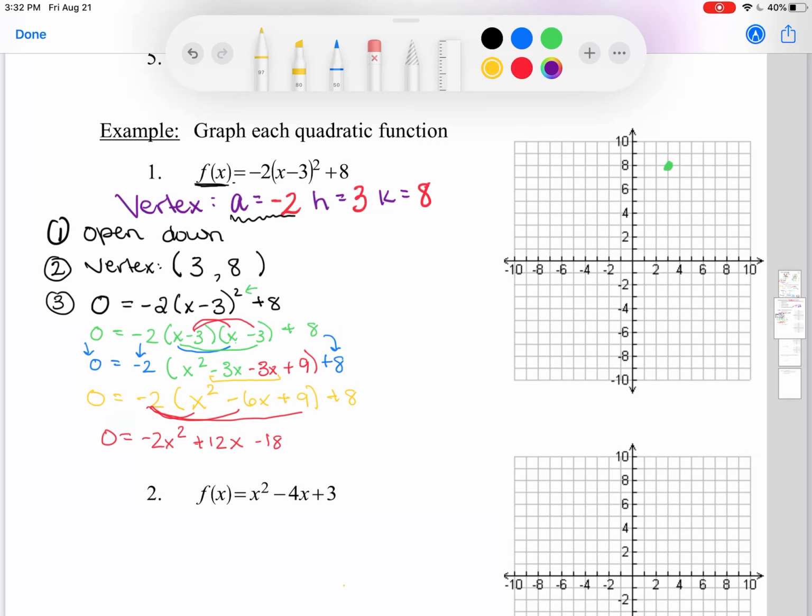Now we can't forget about that plus 8 at the end there, so I'm going to bring it down one more time. And I can simplify one more time. So I will have 0 equals negative 2x squared plus 12x. And these two terms here can combine because they are like terms. And I will have negative 10.